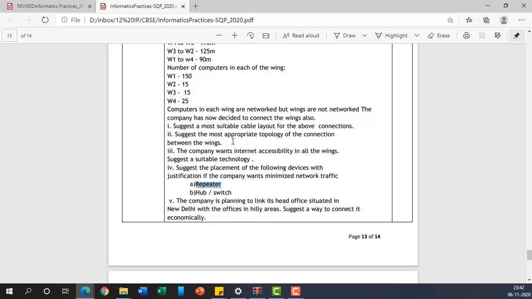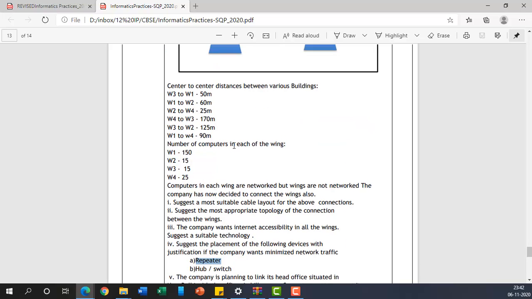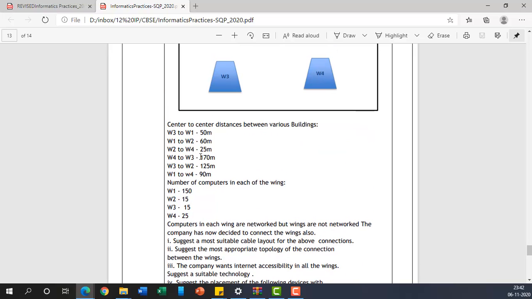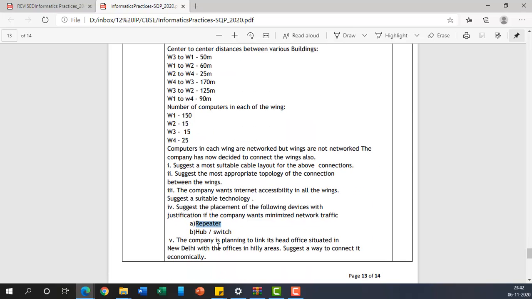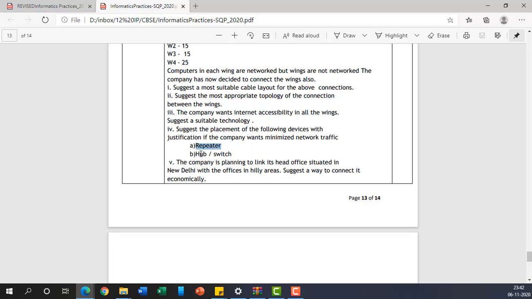And in the layout which we have suggested, especially when we are talking about the star topology, between W1 and W4, where the distance is 90 meters, we need not have a repeater. Okay, hub and switch are required in each and every building, right? So whenever this question is there, you have to install hub and switch in each and every building of the wing.